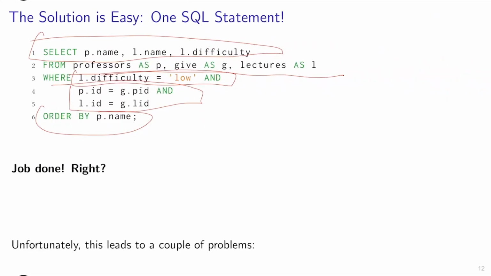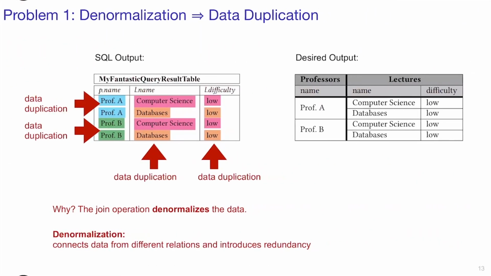That looks easy, but it actually has a couple of problems. Problem one is what we call in databases denormalization or data duplication. So here the professor was duplicated. This value was duplicated in the result set. Here the same, again, here the same. All values here that have the same color basically are duplicates from the point of view of the database.